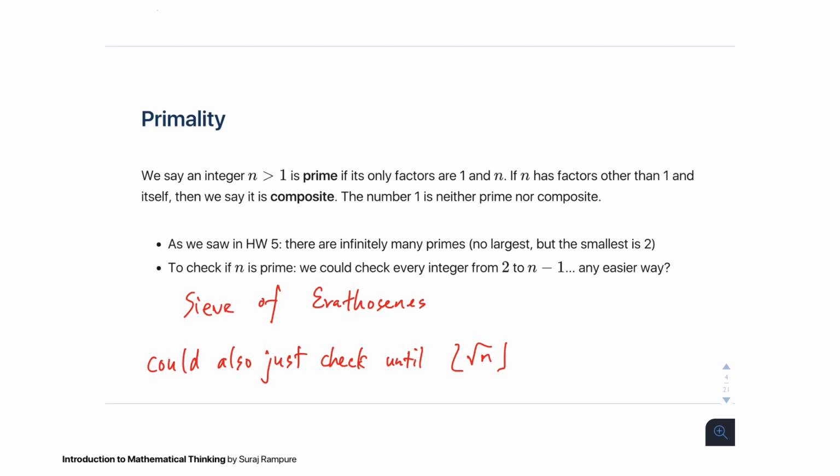Okay? So 12 is a factor of 24. So if we have already found one factor on this side of the square root of n, then we've also found another factor on the other side of the square root of n. So we don't need to do all the computation of n minus 1. We can only check up to the square root of n, and we'll have factors.